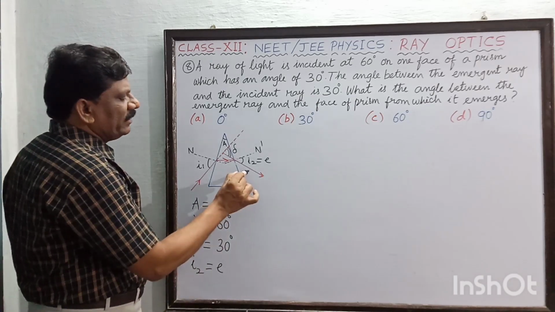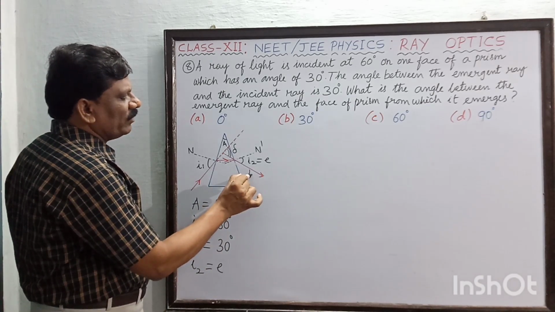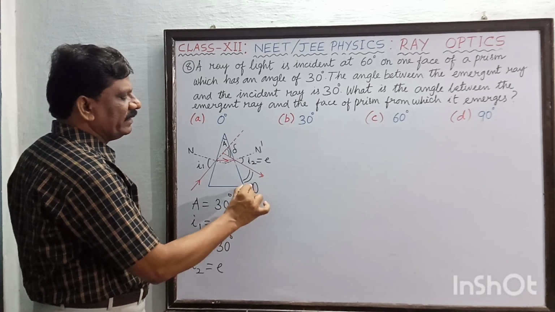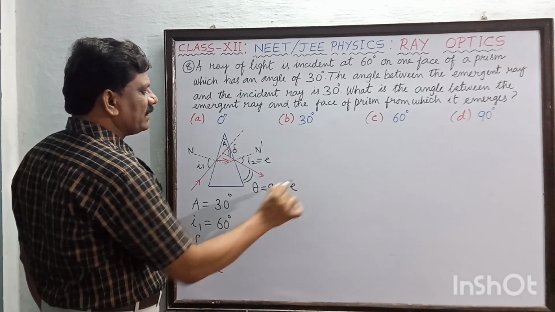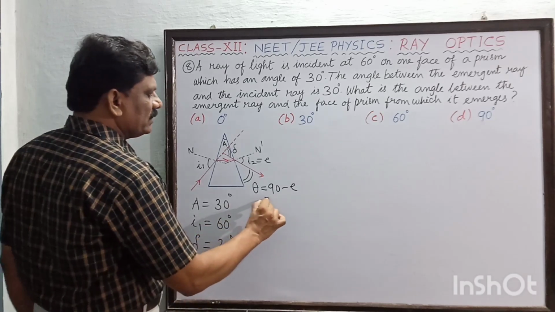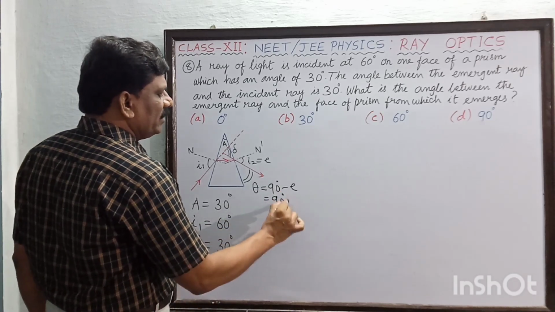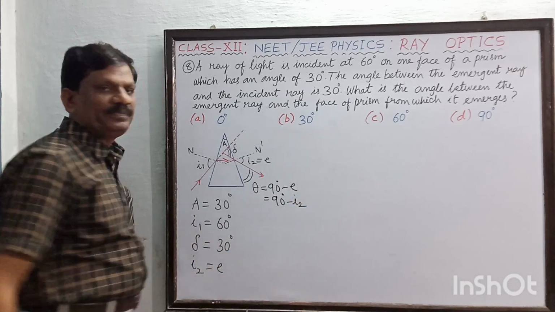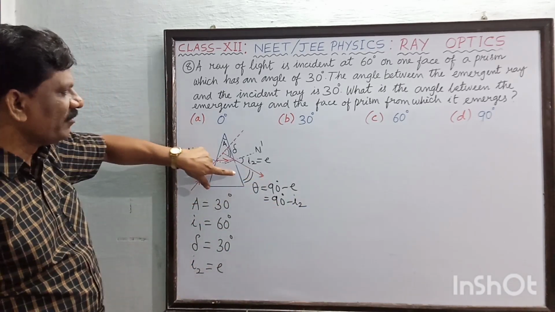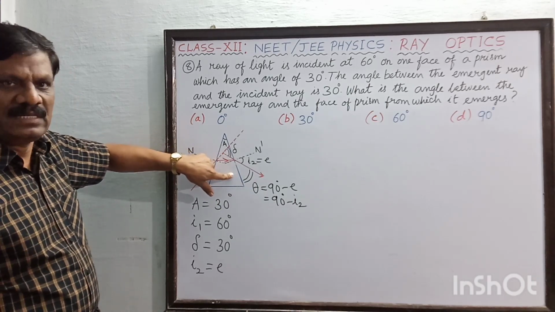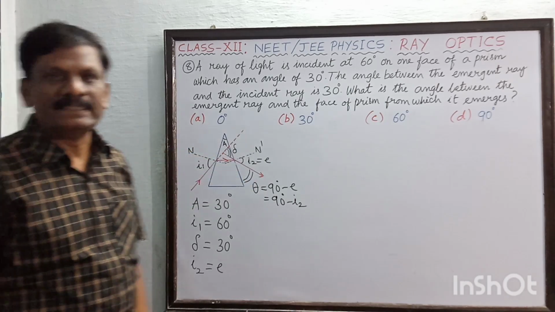Now the angle asked here is this angle only. So this angle, theta, is equal to 90 minus the angle of emergence. So this is equal to 90 minus I2. This only we have to find out. Theta is the angle between the emergent ray and the face of the prism from which the light is emerging.